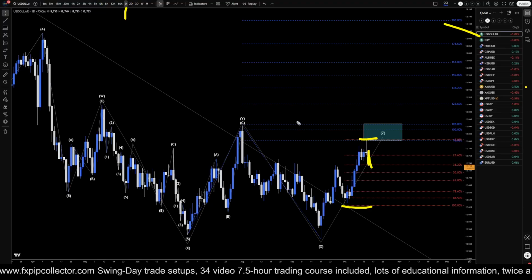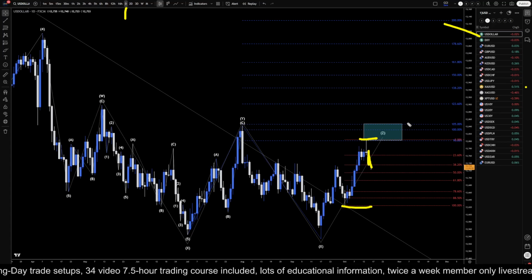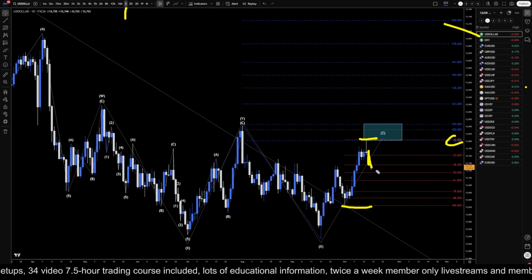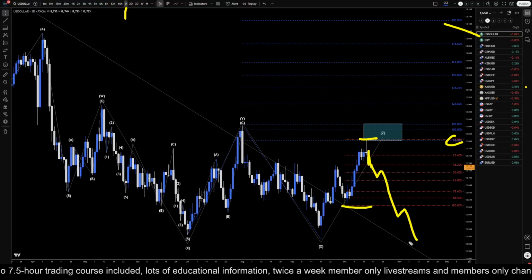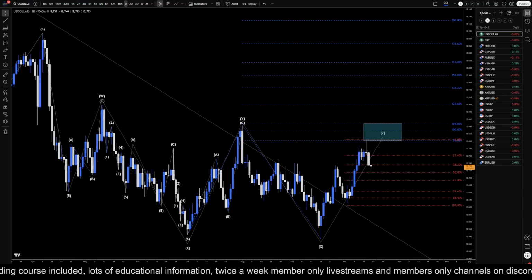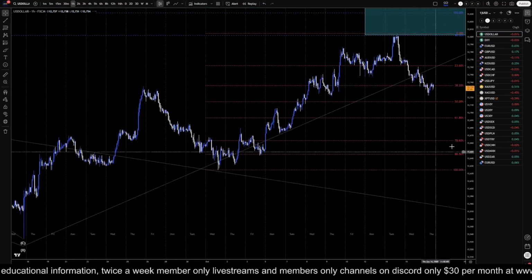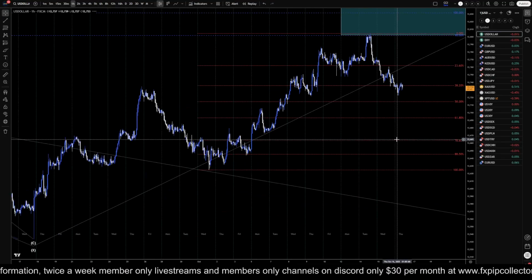But if this really is like a running correction right here, like a running flat or a running WXYXZ, the 90% is a target where this thing could start a brand new downtrend. So we definitely do want to be bearish the dollar while we hopefully learn whether this is going to be a pullback or whether it's going to be a complete trend reversal.